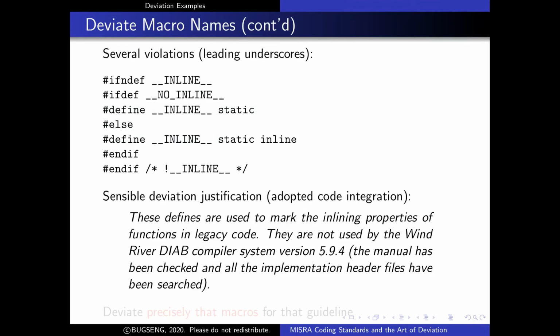Not only this, we have also searched all the header files that are supplied with the compiler. And in a very critical field, I would add, we also asked Wind River for confirmation on this, which is better. So in this case, the best deviation is to deviate precisely the macros for that guideline. Here we have only one macro, which is underscore underscore inline underscore underscore, but I have to cut down the original example, which also defined no inline or never inline and similar identifiers.